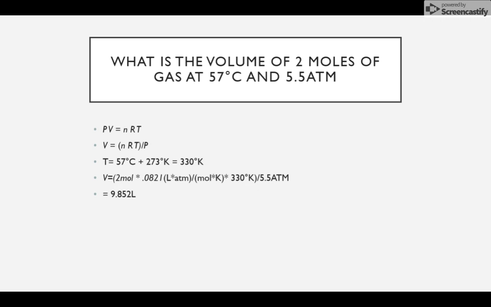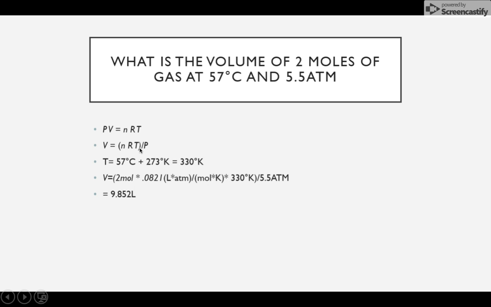So this is a simple example. What is the volume of 2 moles of gas at 57 degrees Celsius and 5.5 atmospheres? So we start with the normal ideal gas law, which is PV equals nRT. And we're trying to find the volume, so we're going to rearrange the equation. So now we have volume by itself because we divided both sides by P.